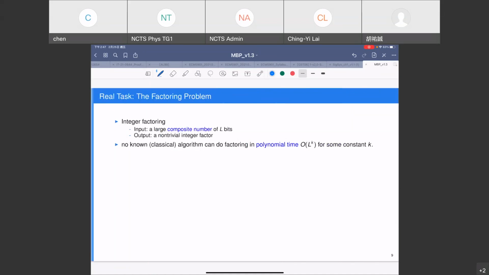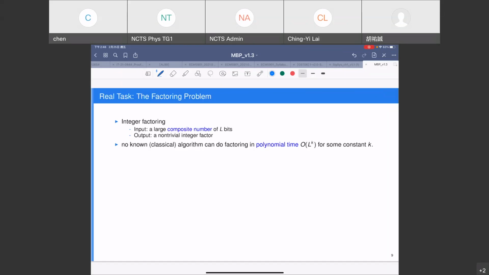Okay, so in our task, we want to finish a real computing task. Usually we'll talk about this experiment called integer factoring. Here the task is to find a non-trivial integer factor of a composite number. Suppose we want to factor a number with L bits, so the size of this composite number is roughly 2 to the L. Currently, there is no classical algorithm that can do this factoring in polynomial time.